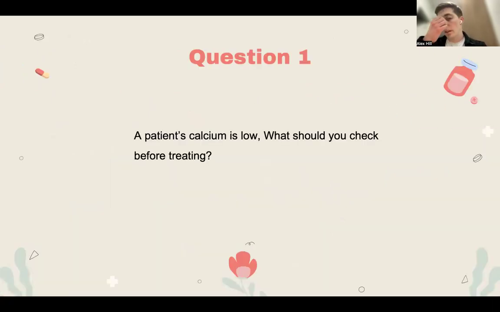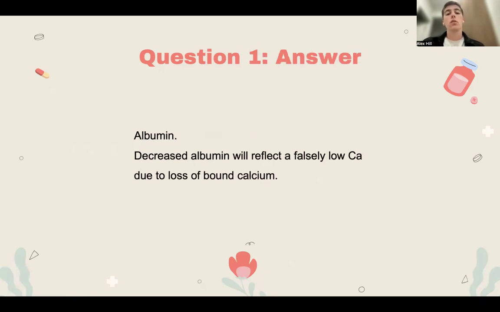A patient's calcium is low. What should you check? What other low value would cause calcium to be low, but the amount of usable calcium is normal? Answer is albumin. So check albumin, right? The most important calcium is the ionized calcium because that's the kind that's usable. So if you have a low albumin, you might have a falsely low calcium.